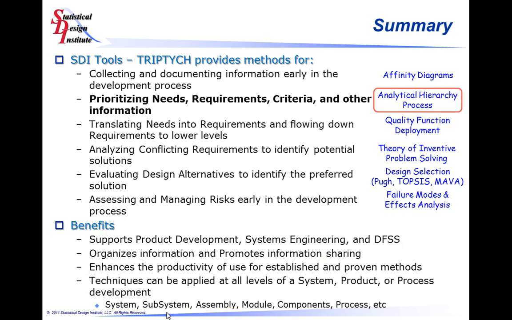So in summary, what we've used the Triptych tool for up to this point is to collect information and prioritize this information to understand what is the most important and the least important using the analytical hierarchy process. And then in future discussions, we'll look at translating needs and requirements. We'll look at analyzing conflicting requirements to develop potential solutions. We'll evaluate design alternatives, and then look at risk management and risk assessment techniques using failure modes and effects analysis.